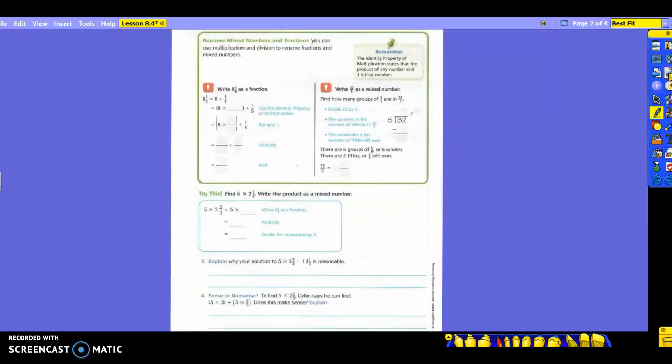We're also going to rename some mixed numbers and fractions. We can use multiplication and division to rename fractions and mixed numbers. So if you look, the first one they want you to do is to write 8 1/5 as a fraction. Okay? Did you already know how to do this? Yeah. Yep. So what am I taking 8 times if I have the 1/5 over here?